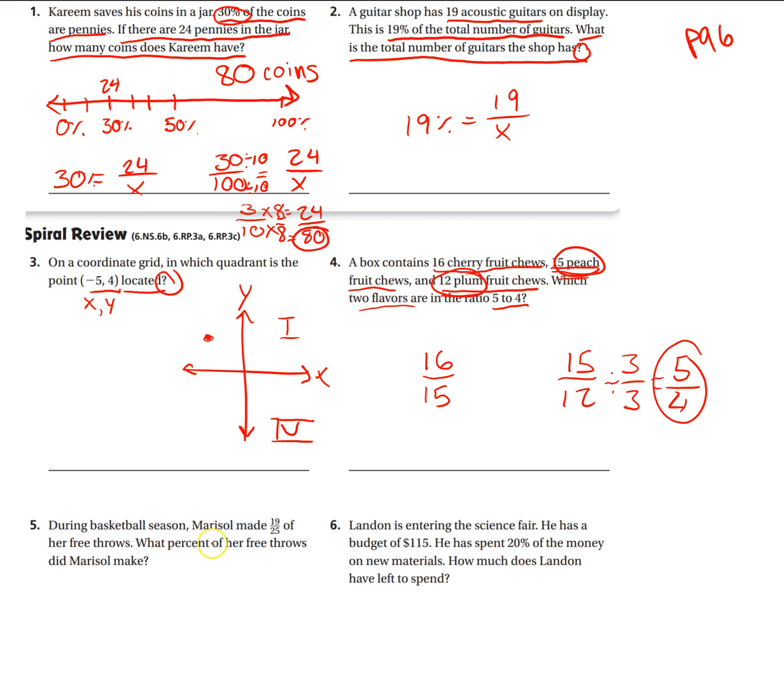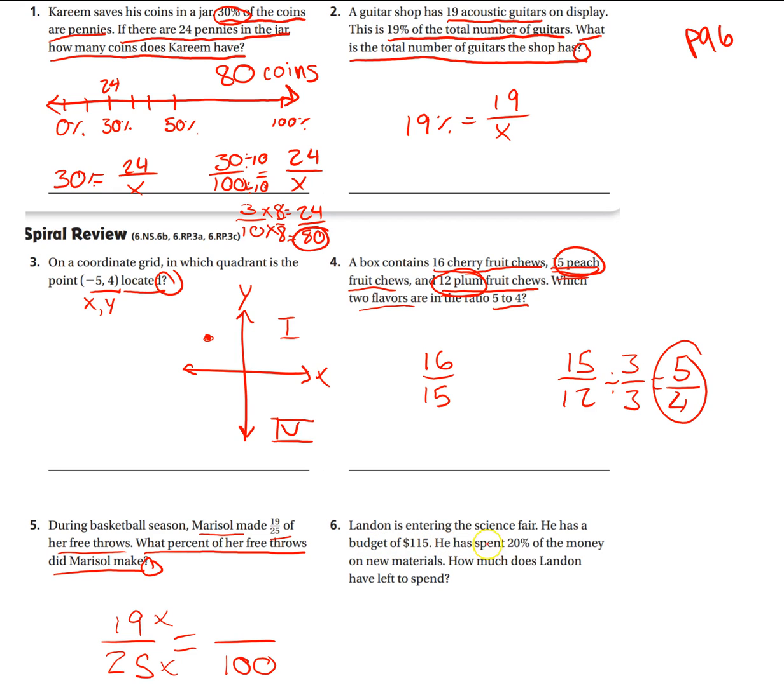Number 5, during basketball season, Marisol made 19 out of 25 of her free throws. What percent of her free throws did Marisol make? So 19 over 25 equals, we want a percent, so that's per 100. What do you got to multiply by? I'll let you finish the math.